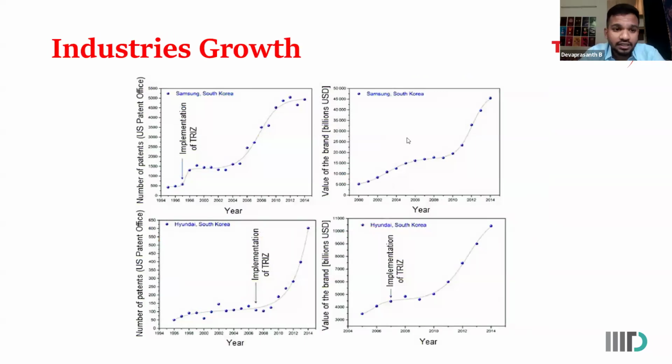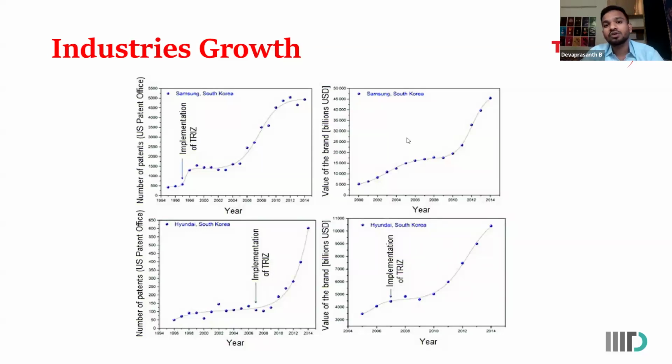So here you can see the first is Samsung, introduction of TRIZ in 1997. Before, they had patents of around 500, but after introduction, let's take about 10 years, it has increased to 4,000. You can see a similar range in other companies. Here, Hyundai, you can see.